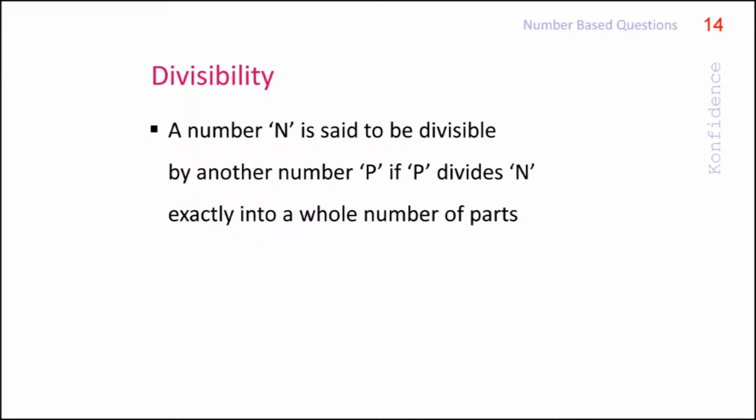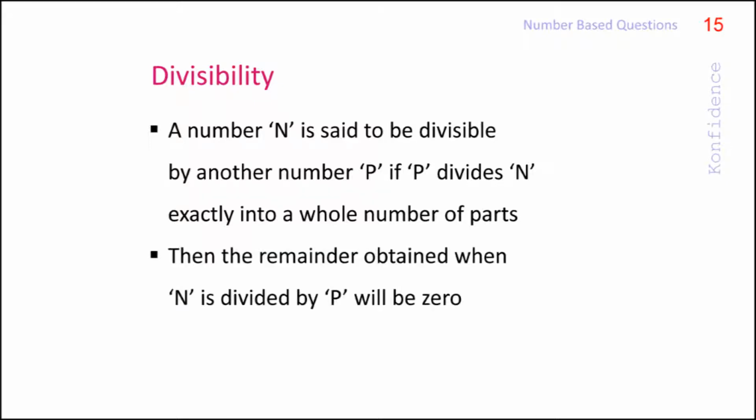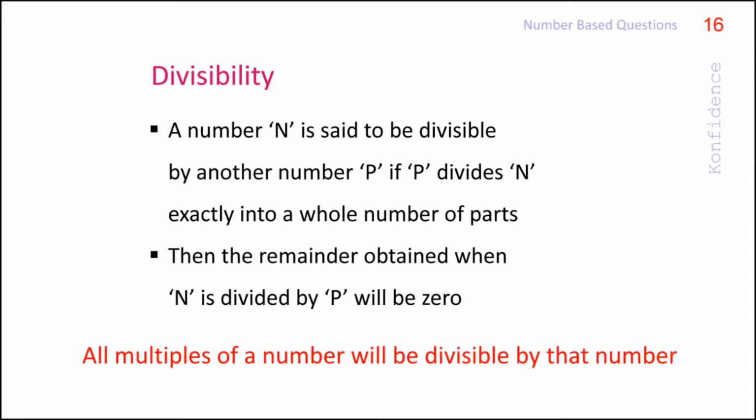By definition, a number n is said to be divisible by another number p if p divides n exactly into a whole number of parts. In that case, the remainder obtained will be 0. Remember that all multiples of a number will be divisible by that number.